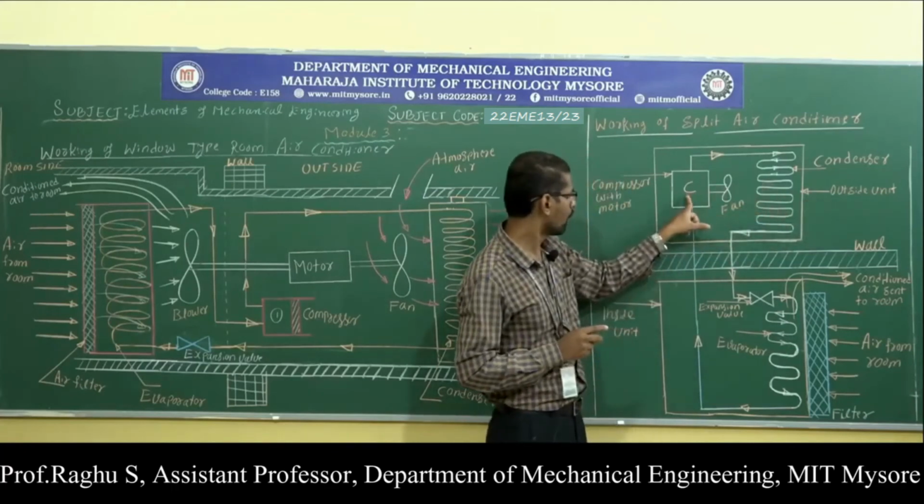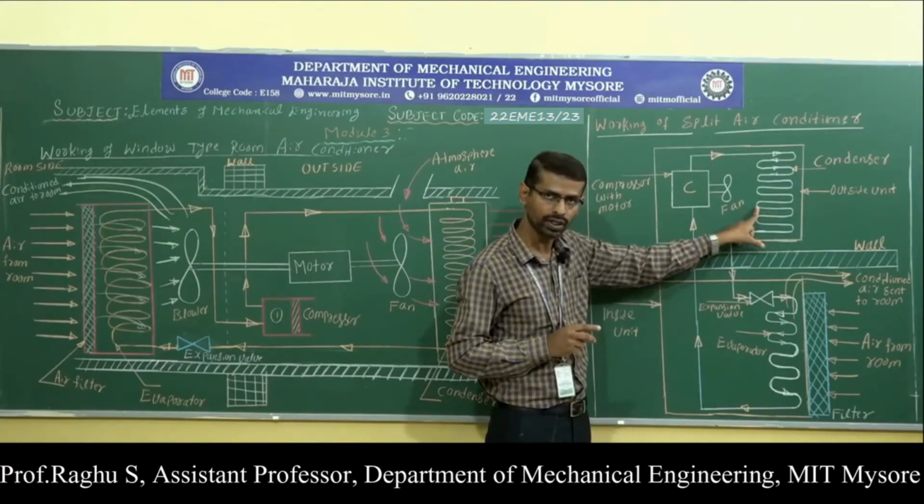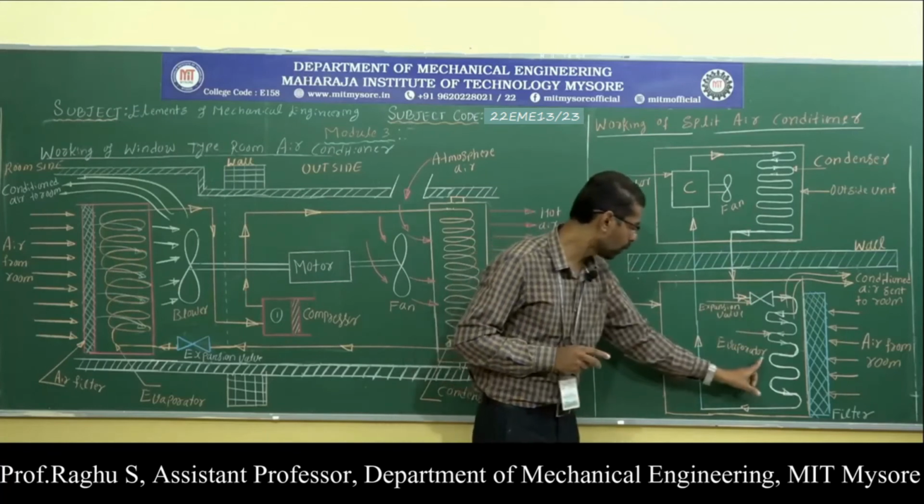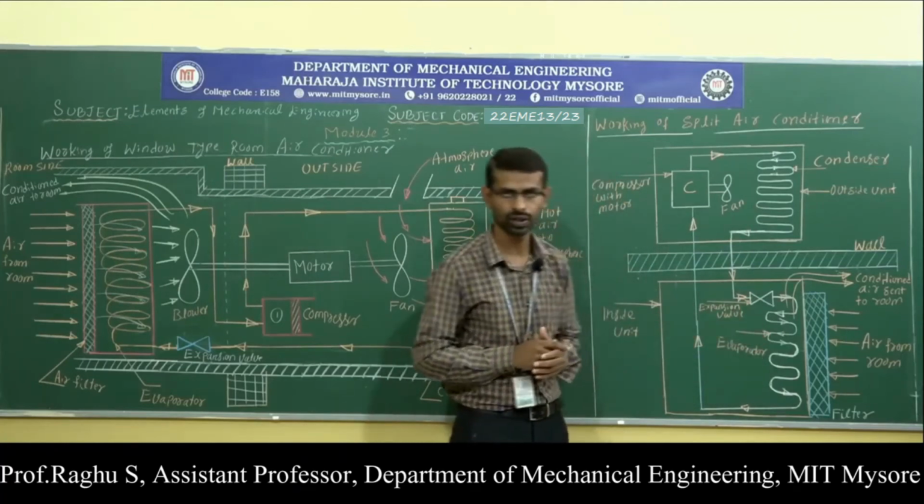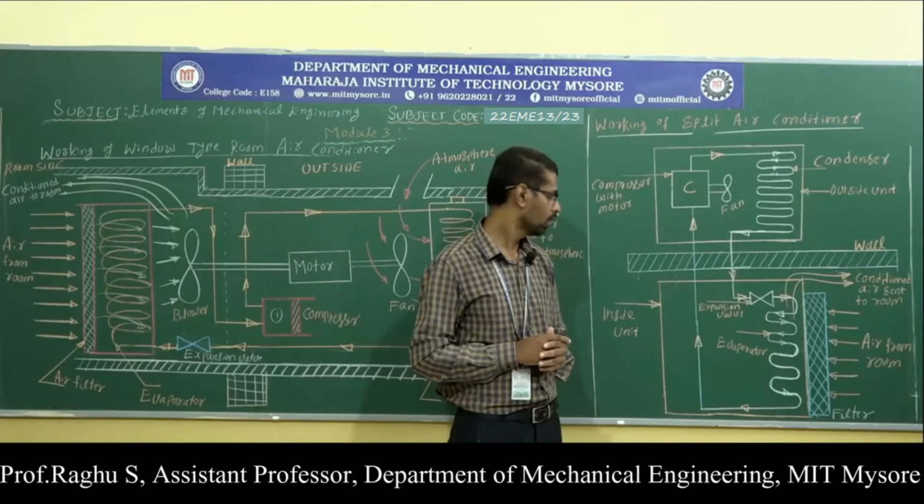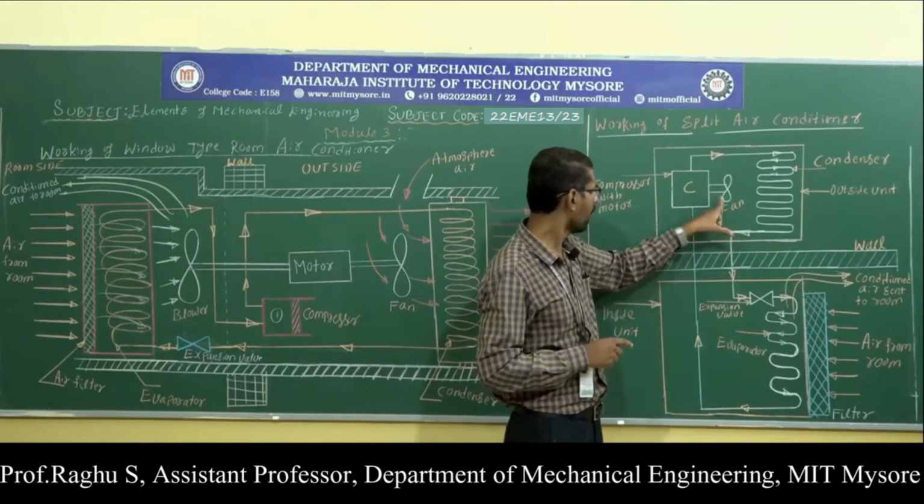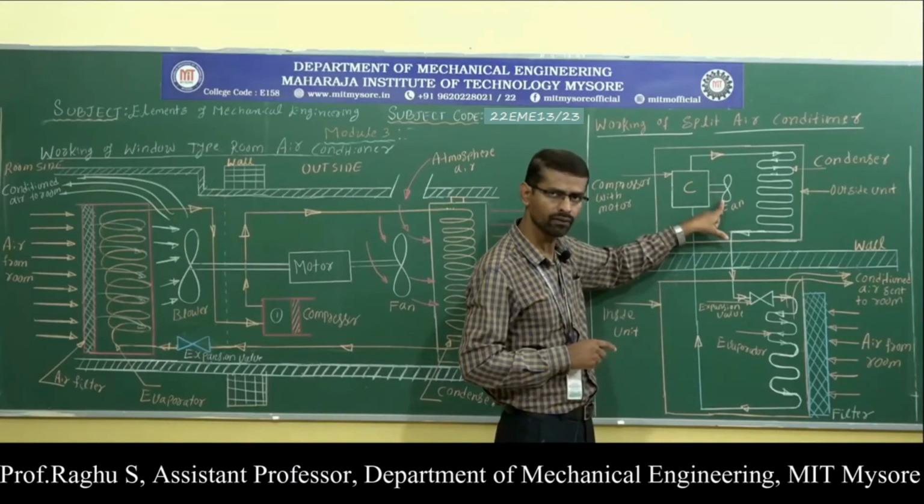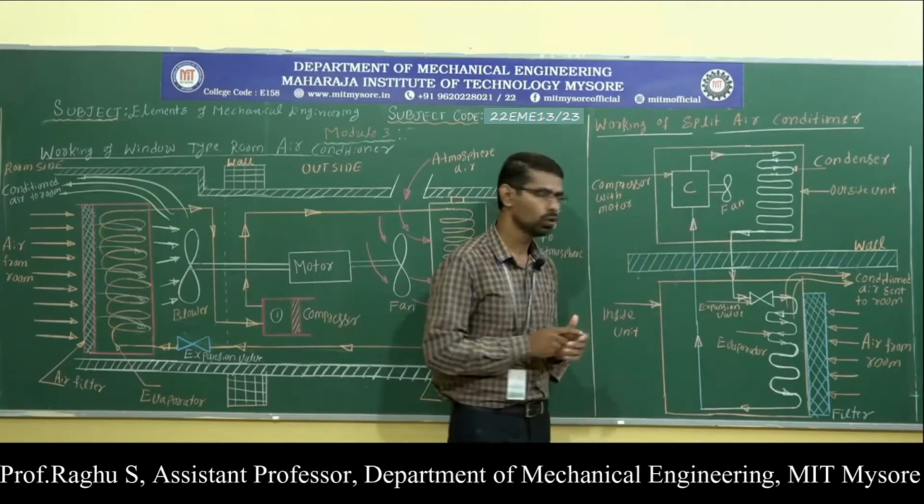The outside unit consists of the compressor and condenser unit. The inside unit consists of the evaporator and expansion valve. Next one, here we have a condenser fan. Now let us discuss the working principle.